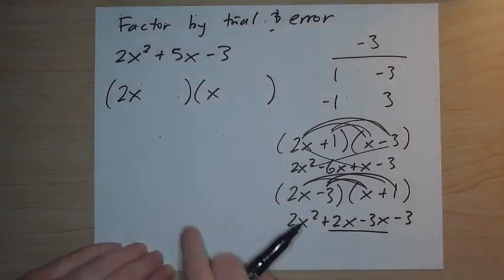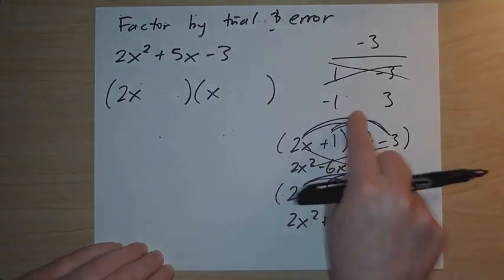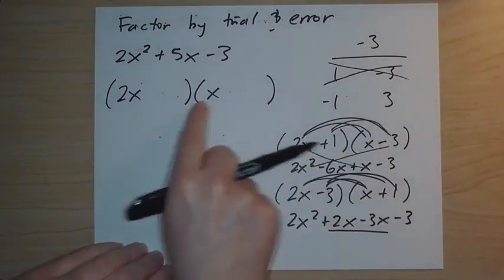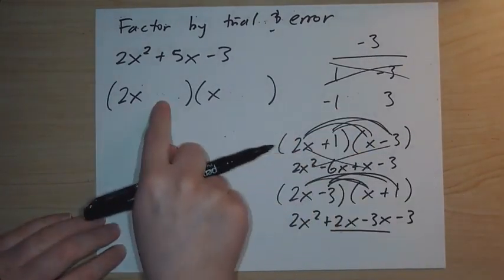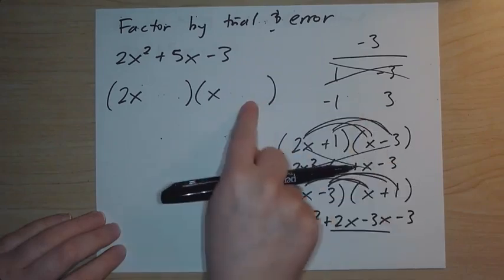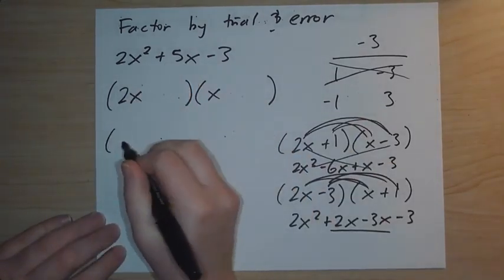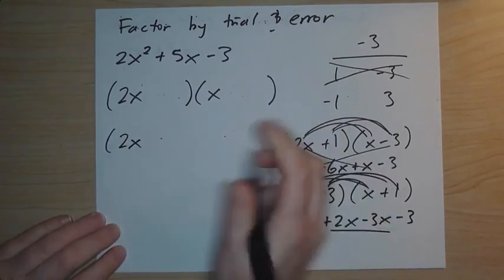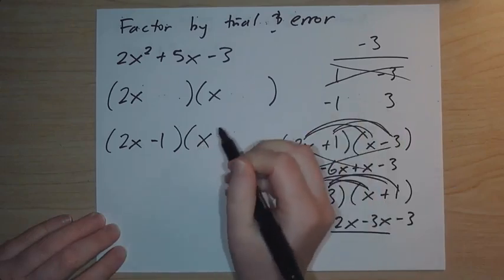It's still not 5x. So we know that's not these first two factors, which means it must be these two factors, but we still have to figure out the position of these two factors. So we're going to try out negative 1 in this position and 3 in this position, and see if that gives us our positive 5x. So you have 2x minus 1 times x plus 3.